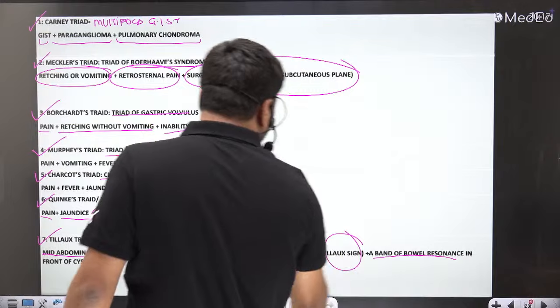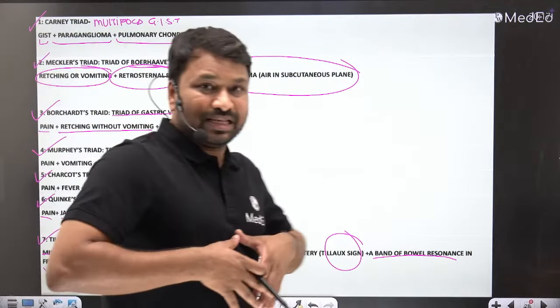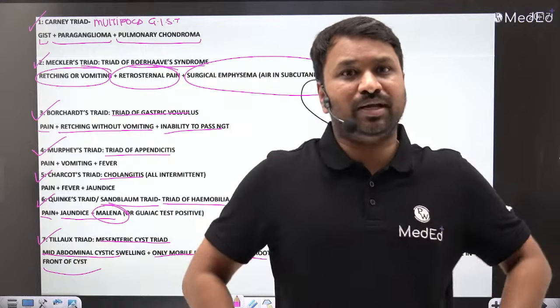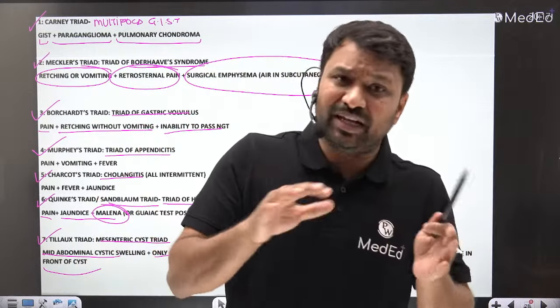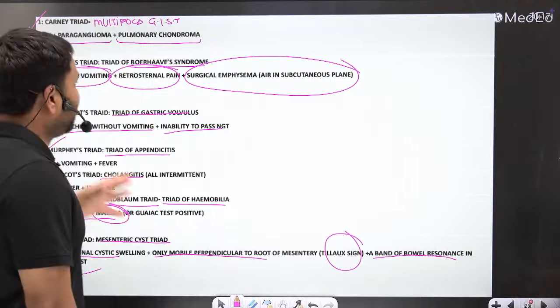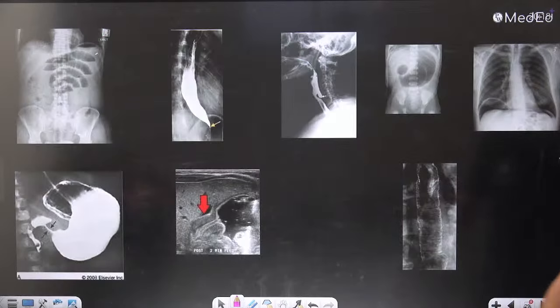A band of bowel resonance in front of the cyst. As you see, you'll have a cystic lesion, around that you'll have resonance, above that you have resonance. That indicates that it is covered by bowel shadow on top of it. So these are the important triads to be remembered from the exam perspective in GIT.